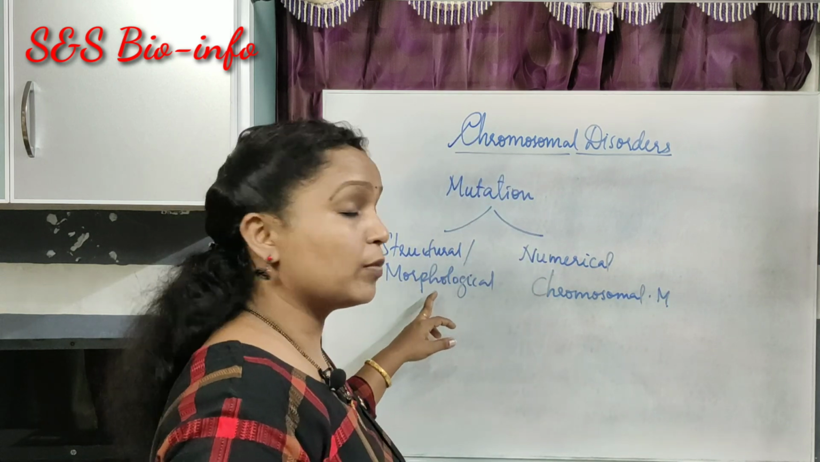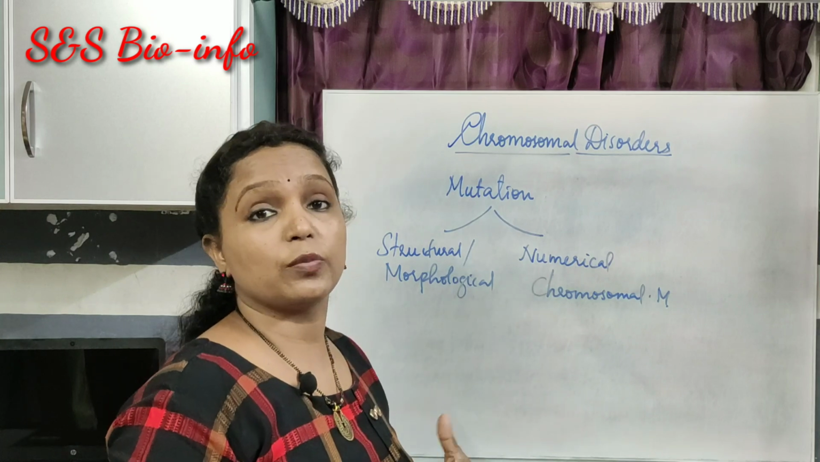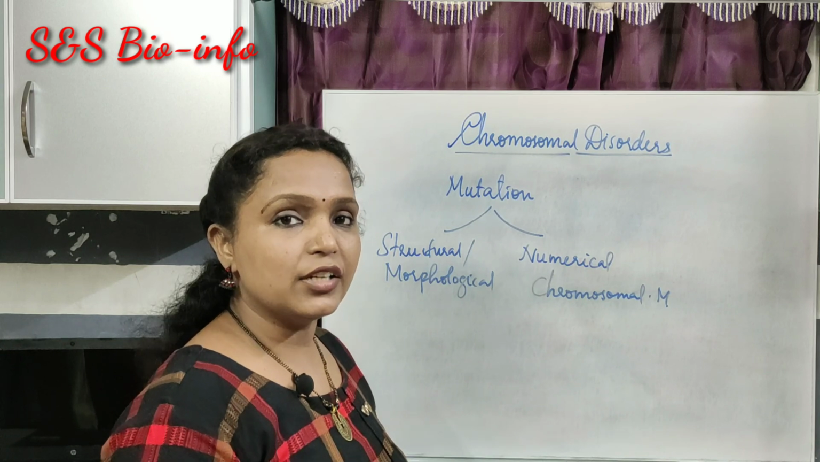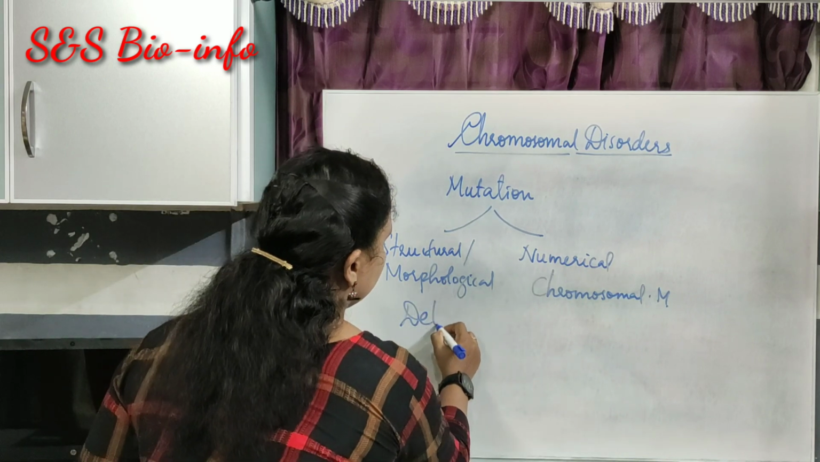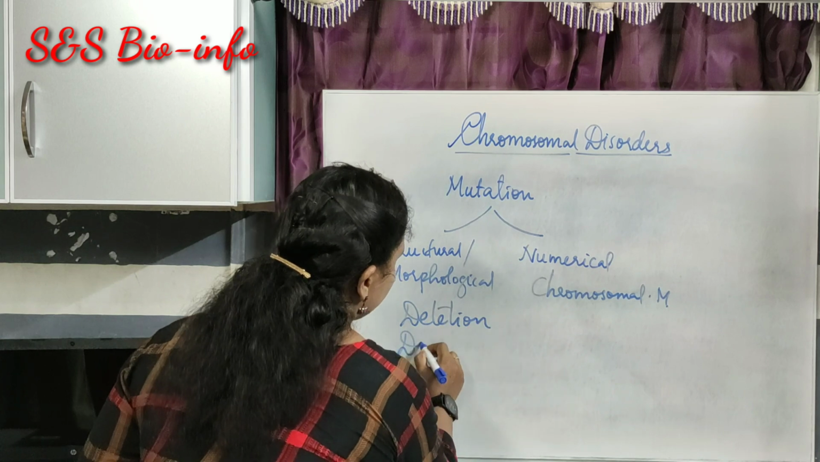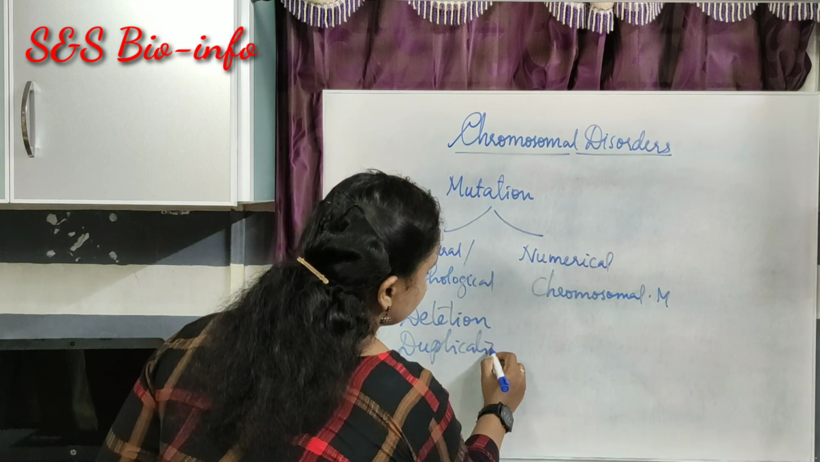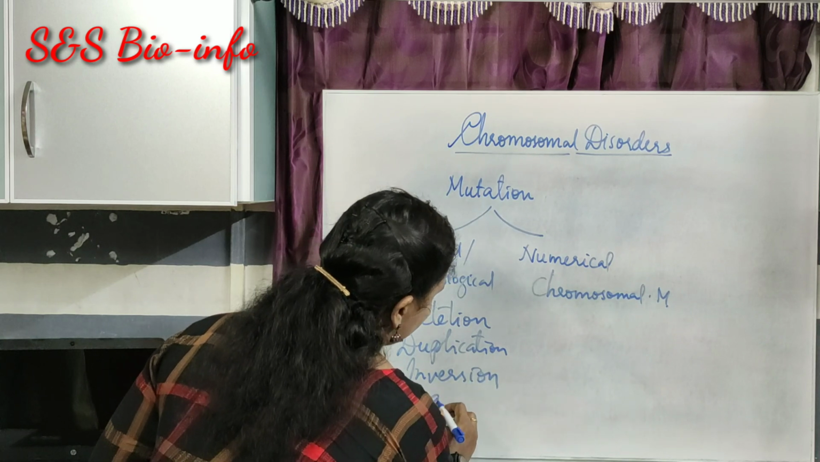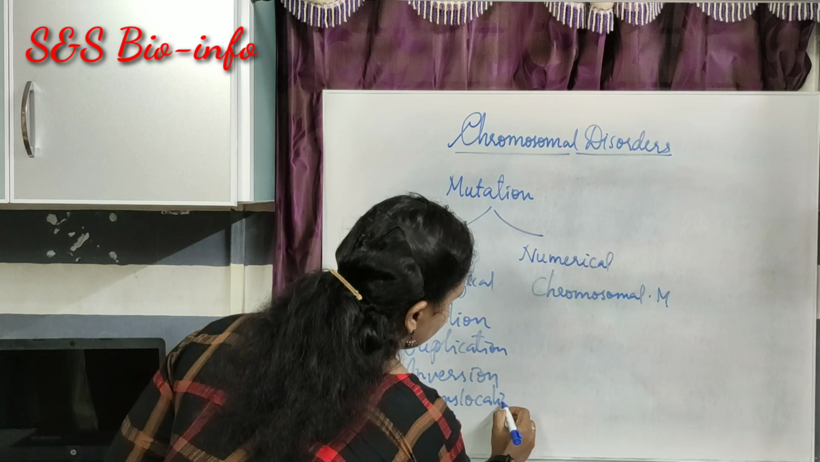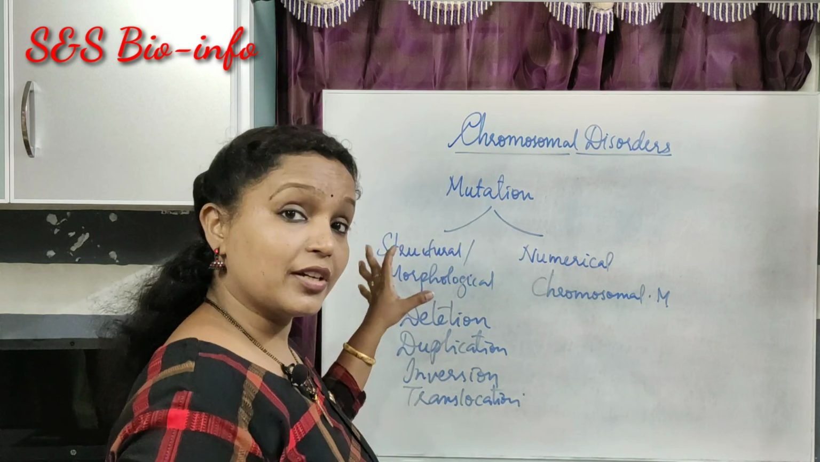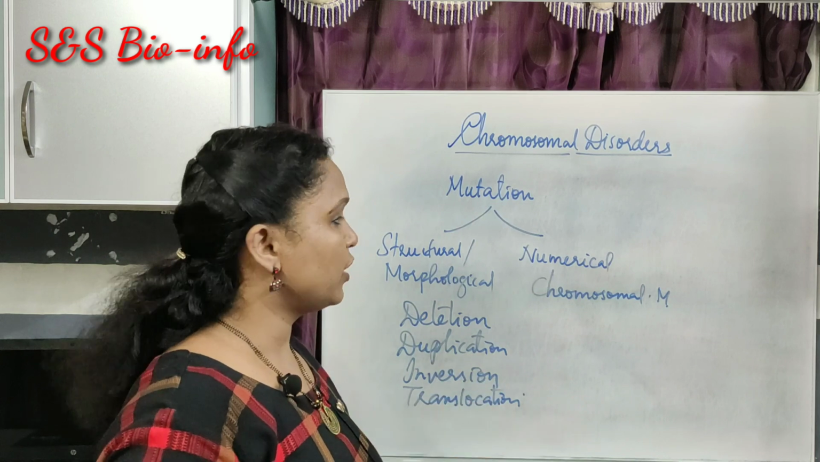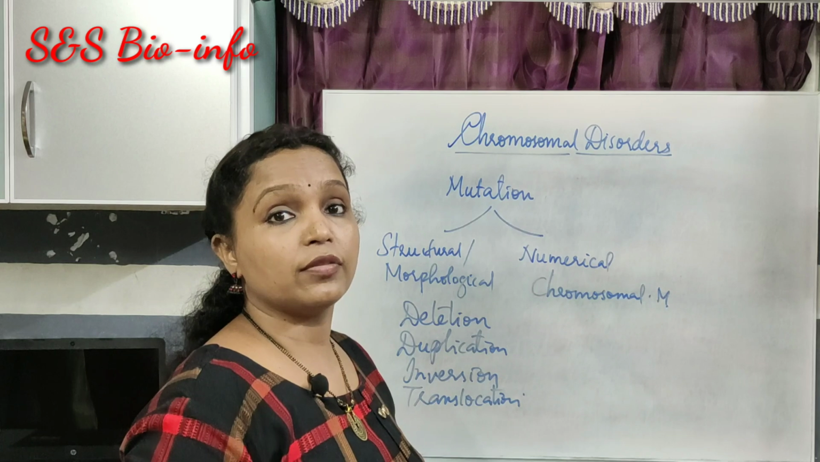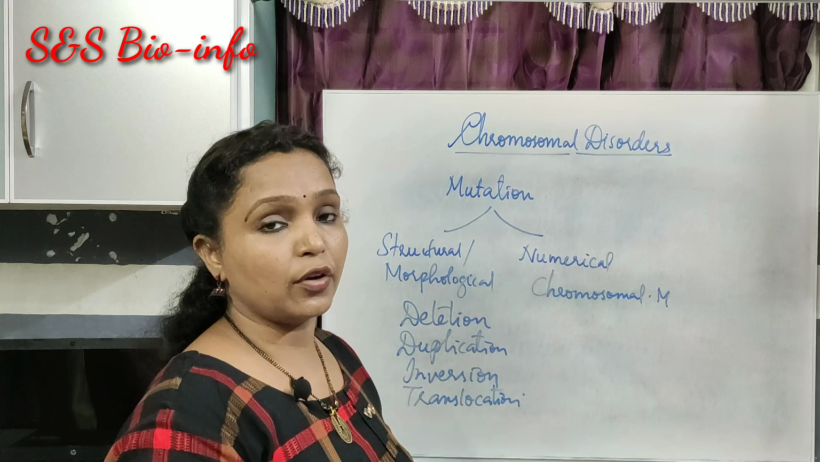Structural or morphological chromosomal mutation means the structure of the chromosome can be altered by certain agents. Certain processes like deletion, duplication, inversion, translocation, etc. may lead to the structural or morphological chromosomal mutation, while the numerical mutation occurs due to the addition or deletion of one or two chromosomes from the whole set of chromosomes.